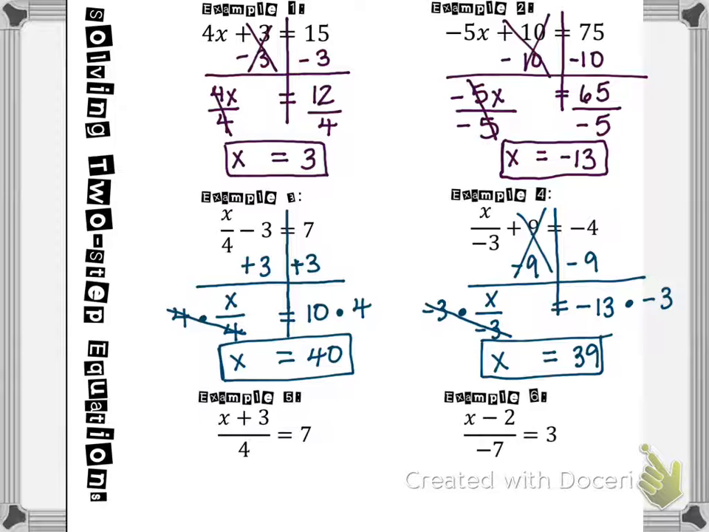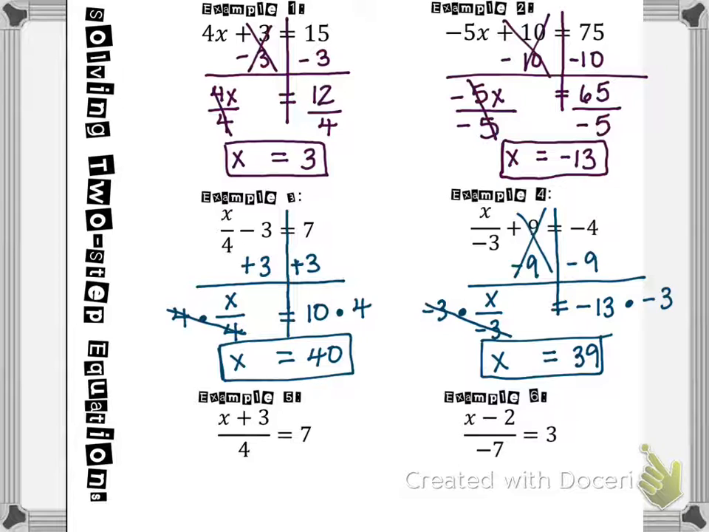Now, these last two examples may look a little bit tricky, okay? But they're not. They may look tricky because you have a full fraction where you have an expression in the numerator and then just a number by itself in the denominator. We're used to moving our constant. So if you see example 5, x plus 3 divided by 4 equals 7, you want to move the plus 3. However, you can't move that constant yet because of where it's positioned in the numerator spot.